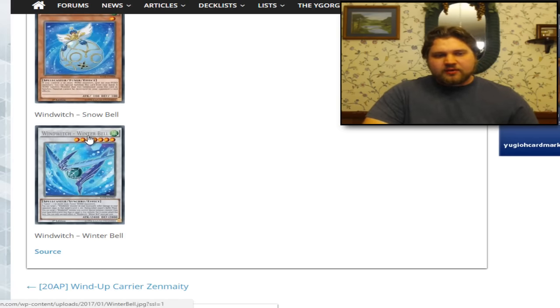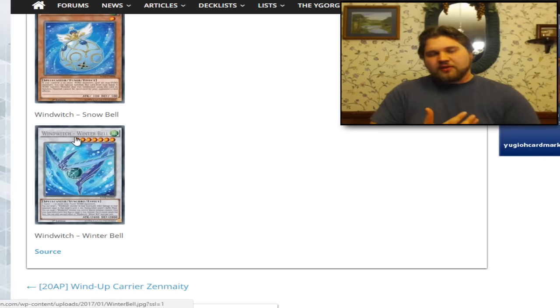Now, the only one that's kind of iffy is the Synchro, Windwitch Winterbell. This is a silver text, so that could either mean that it's a rare or it's a secret rare. But usually, the thicker text denotes that it's a secret rare, and this text does look pretty thick in terms of how it looks in the image. So there is definitely very much the potential for this card to be secret rare.